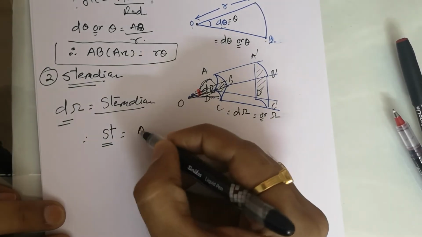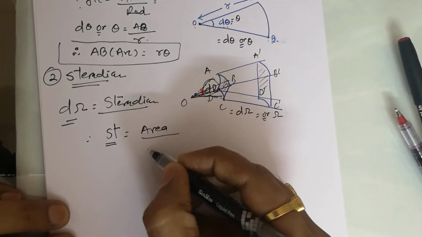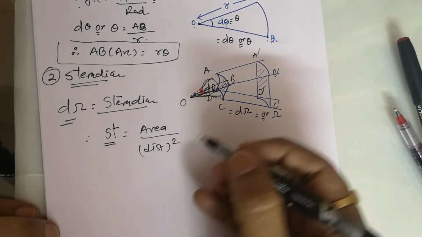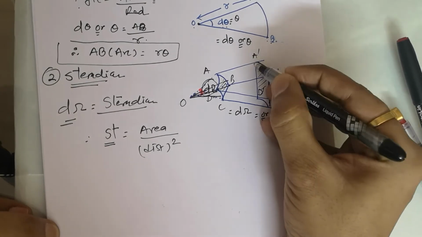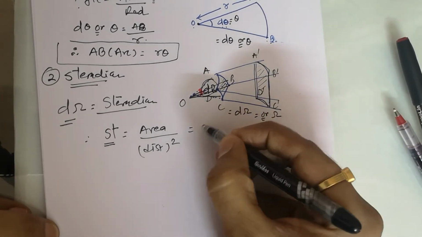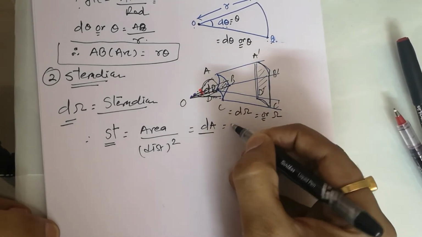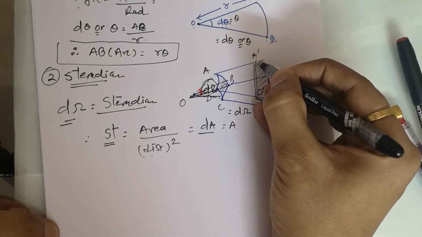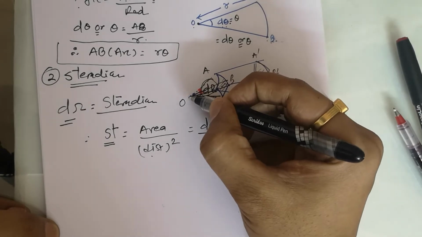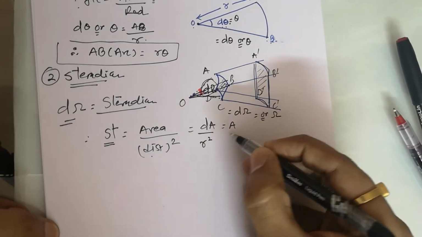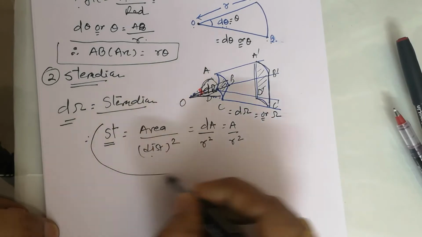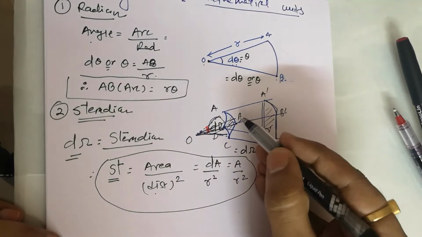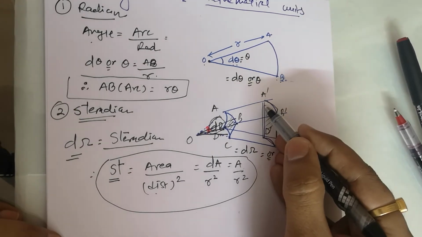So steradian, its short or abbreviated name is sr. It is area divided by distance squared. This is called area because this much area is enclosed under the influence of a steradian. So I can say it is dA, the area, over distance squared. The distance is either OA or OA dash, which is r square. So this one unit is called a steradian. This is the area coming under the influence of the curvature of this part.